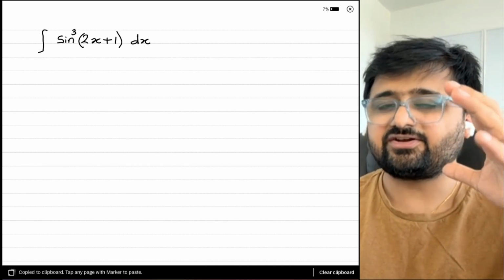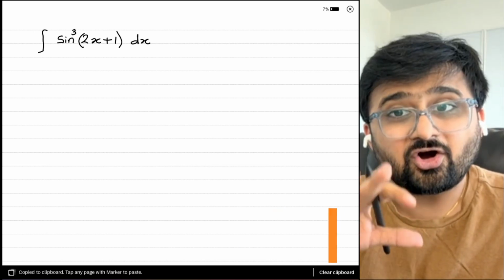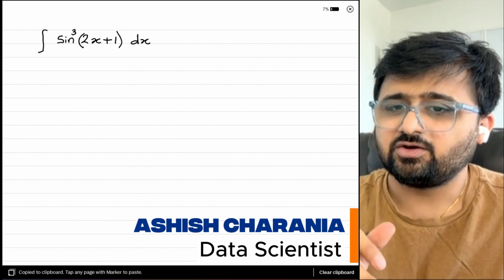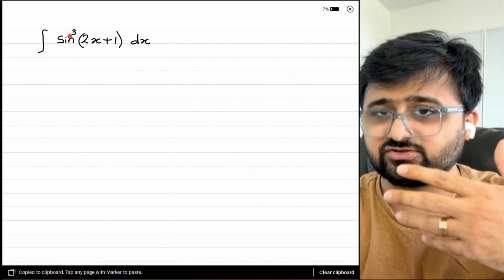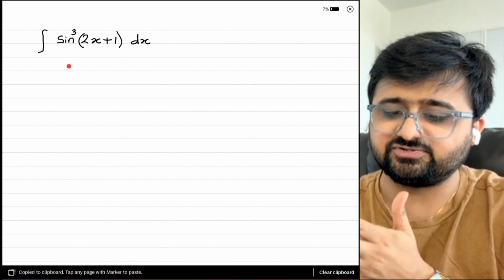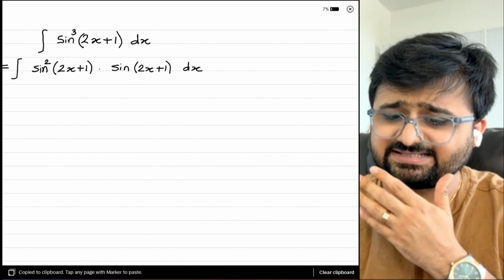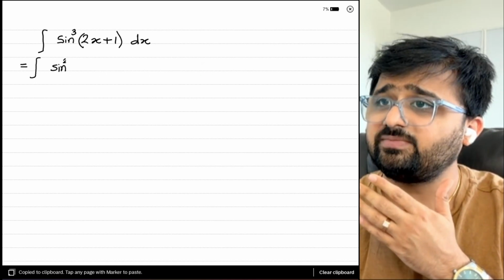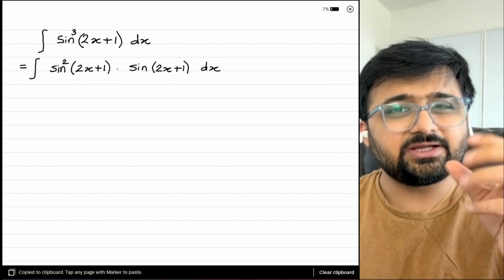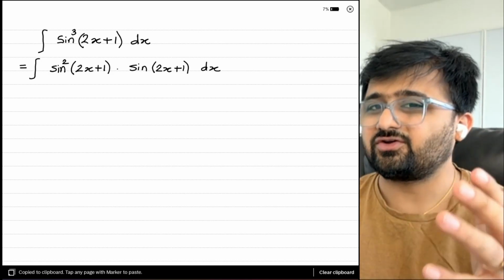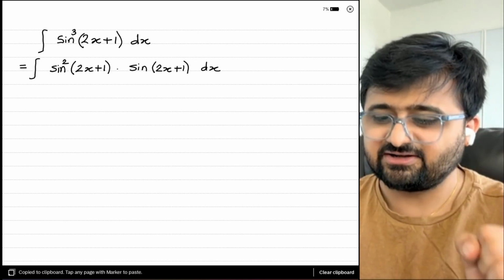There is this amazing trick that I like to follow for integrating the odd powers of sines and cosines. Whenever you see an odd power, just separate one term, sine or cosine, whatever it is, and write the remaining term. So for example, in this case, I will just write that sine cube as sine squared times sine. This trick is really applicable to any odd power of sine or cosine. It's such an amazing trick that you can use.